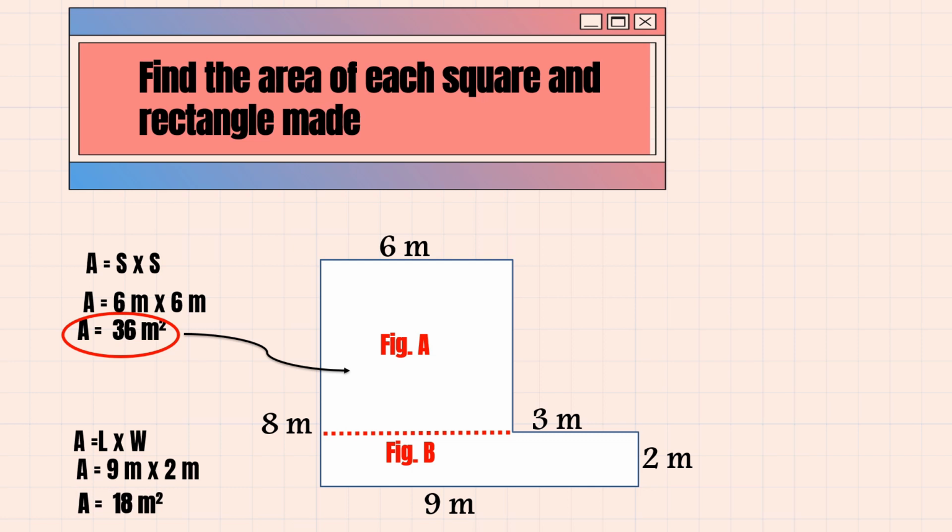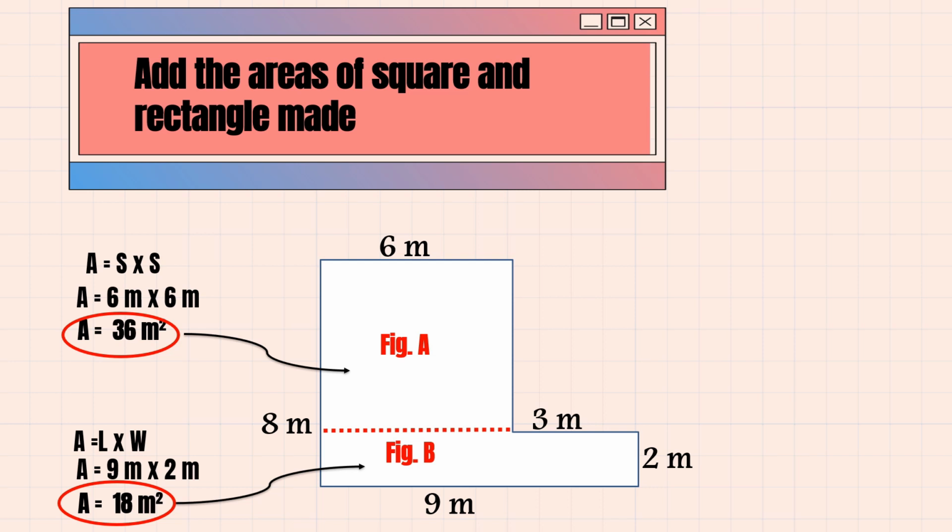Remember, kids, that when you write the answer, when you find the area of a certain figure, you need to express your answer in square units. So 18 square meters is the area of figure B. Now let's proceed to the next step.